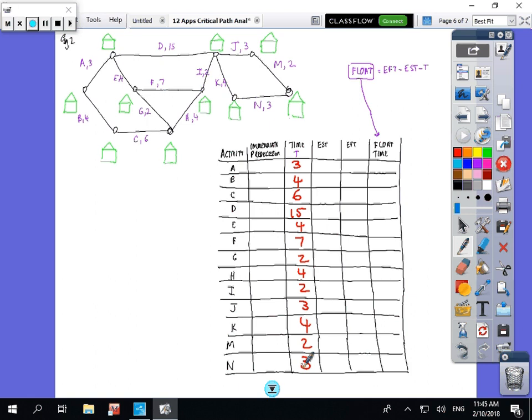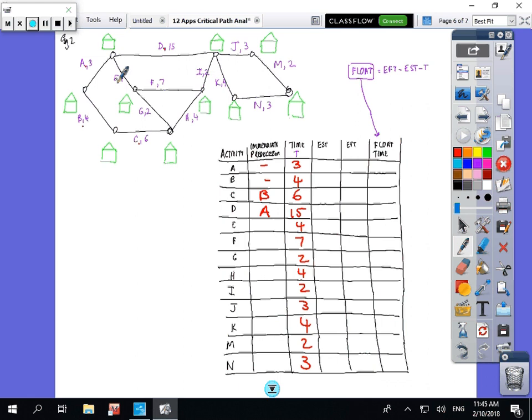Activity A doesn't have any predecessors. Activity B doesn't have any predecessors. Activity C, to do C you must have done B. To do D you must have done A.